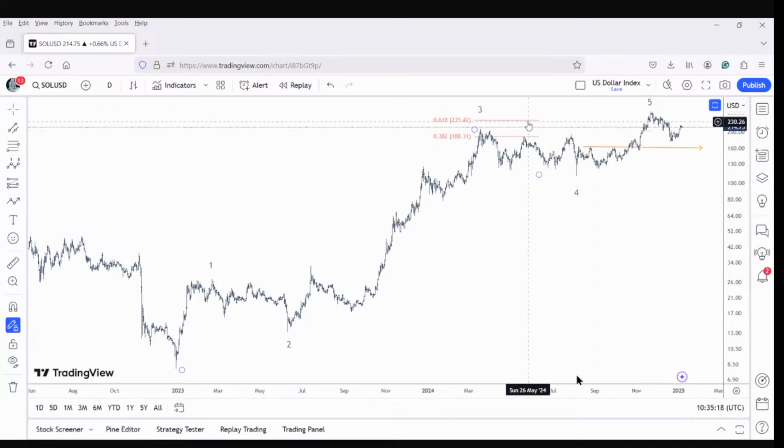That's the extension here, so be a bit careful. Watch out for that line 161, 162. A drop below that mark would be the first sign or indication that Solana has topped out, and it's time for price action to turn. I mean, we are just about to end an almost two-year trend on the north side.